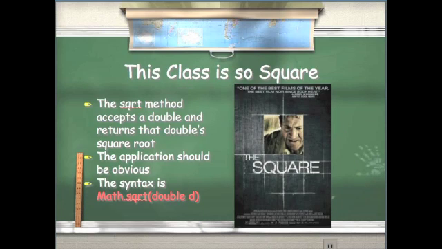This method is used for any occasion you need to find the square root of a number. The method accepts a double and returns the closest double to the square root. The syntax is math.sqrt, and then you pass it whatever double you need to find the square root of.